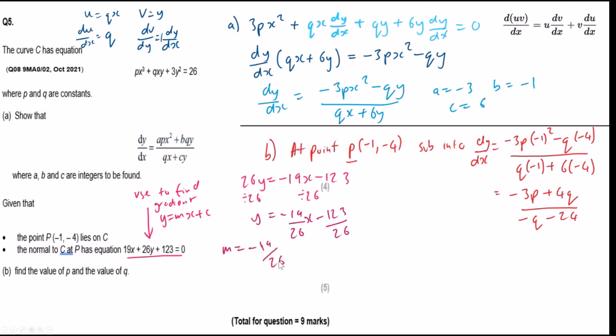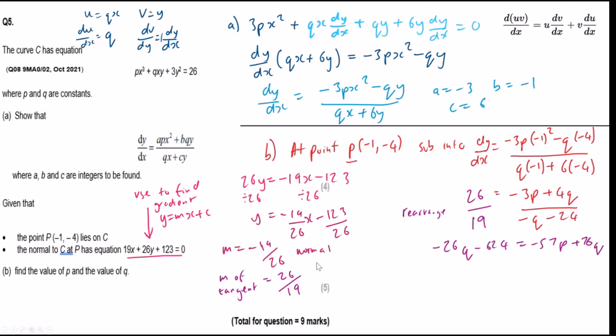So if we're using the normal, this is our m, that's minus 19 over 26. That's our normal. So of course our tangent is what? The negative reciprocal, which makes it 26 over 19. And hopefully that means we can put this right up here. All right, and then there's a bit of solving to do from here, right? We can rearrange.